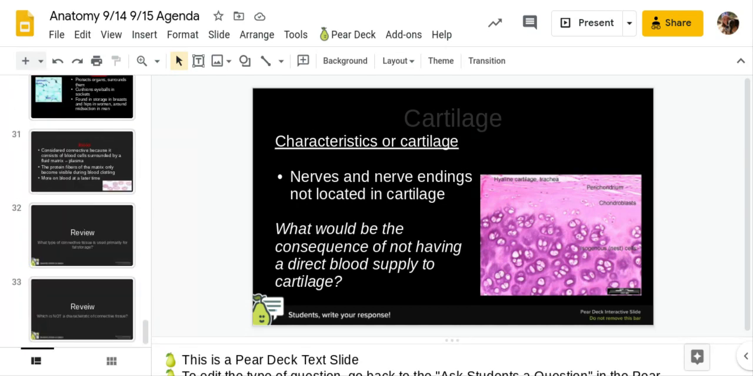So hopefully this helps you. If you need to rewatch it or do anything like that, let me know if you have any questions. Remember, the biggest things that you need to be able to do with connective tissue is identify it and know how the extracellular matrix affects the structure, which then affects the function and where it is located.